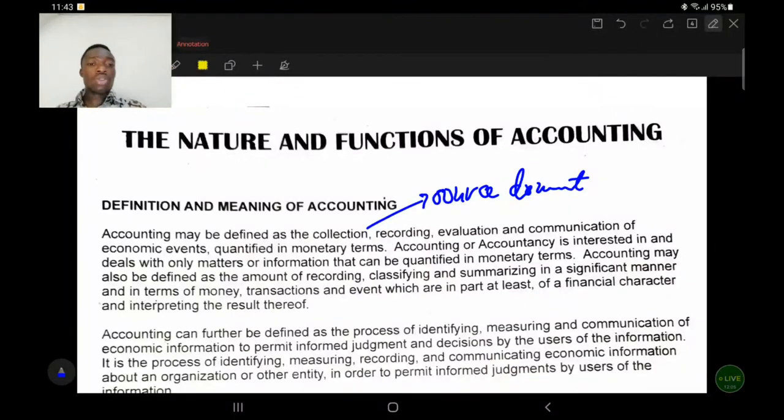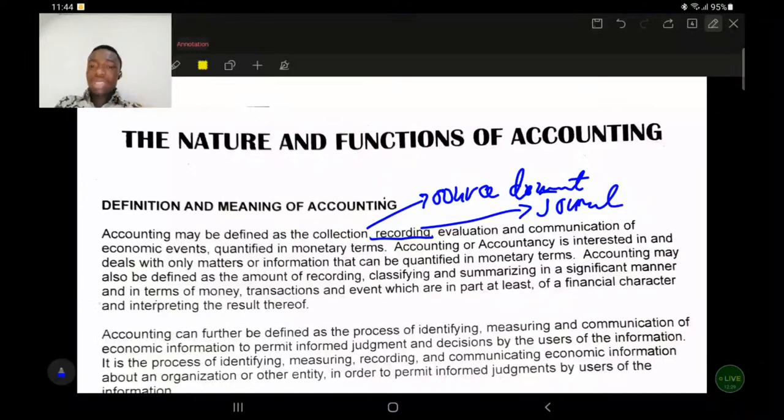So once you collect the source document, you record it in a book of account. So the recording comes in here. And when you're talking about recording, we are talking about what? A book called journal. A journal is actually a book in which recording is done. So we have various types of journals that we use in accounting. I mean, we'll explore it more when you get there.